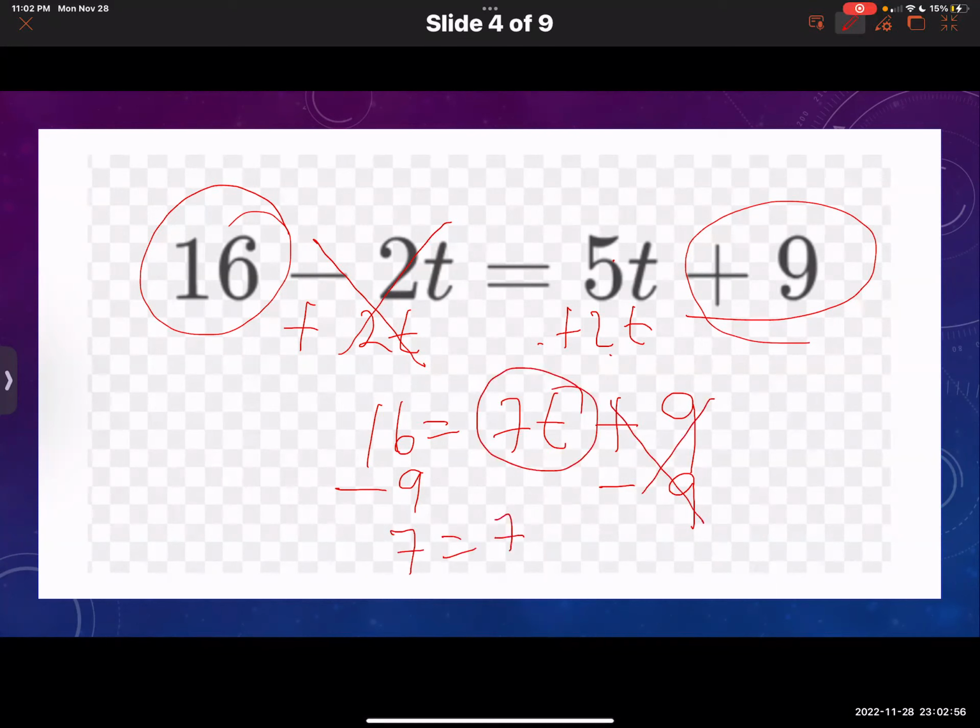7t is still there. What's the opposite math of 7t? Well, that's multiplication. So I need division. 7 divided by 7 is 1. So t equals 1. How do I know that's true?